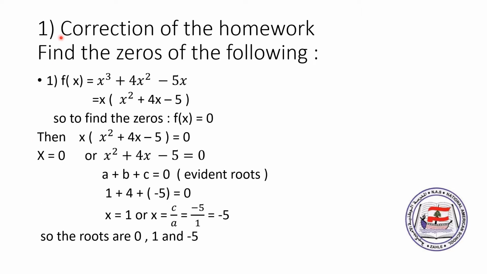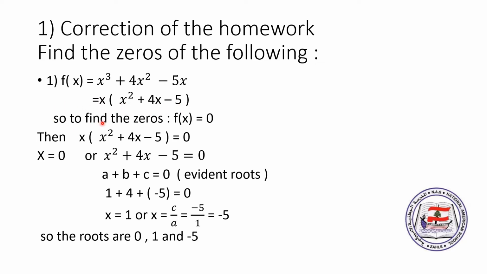Correction of the homework. To find the zeros of the following polynomials, we need first to factorize each polynomial, then solve it to find the values of x. So in example 1, for f of x equal x cubed plus 4x squared minus 5x, we can take x in common. So we get x into x squared plus 4x minus 5.